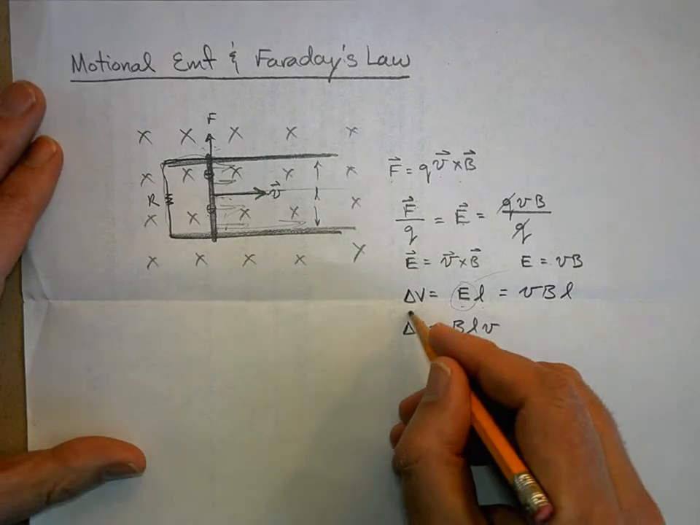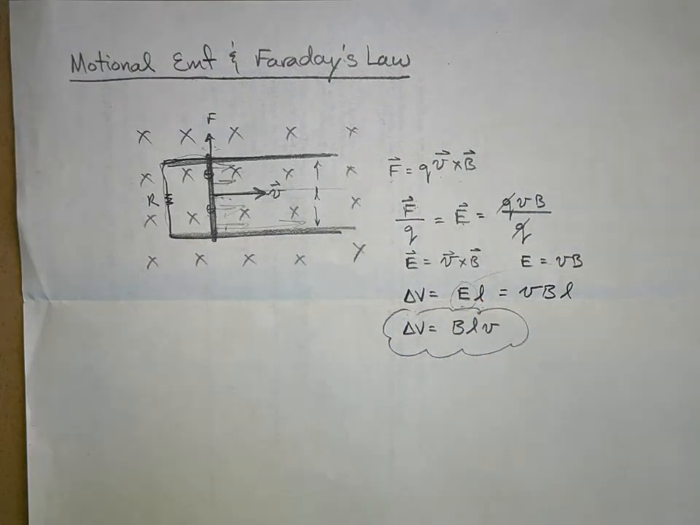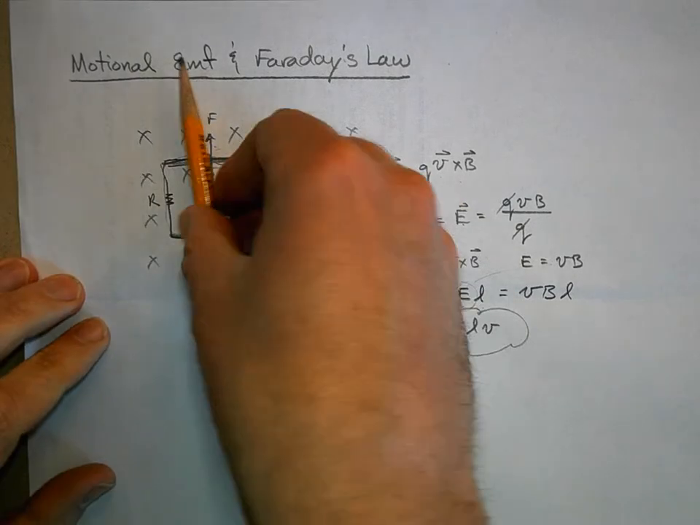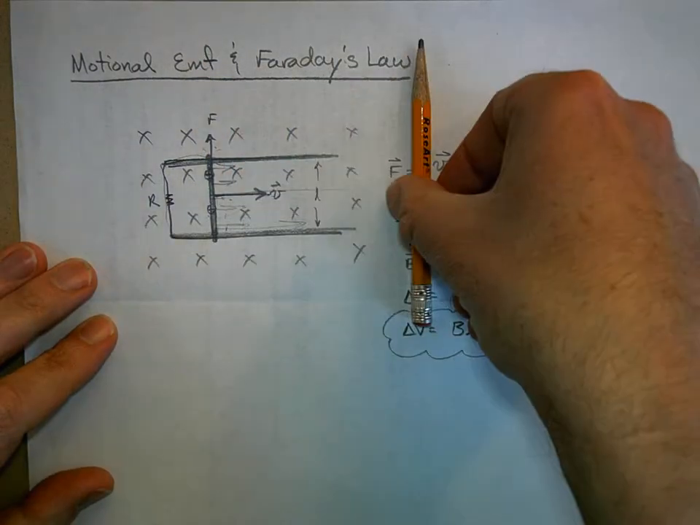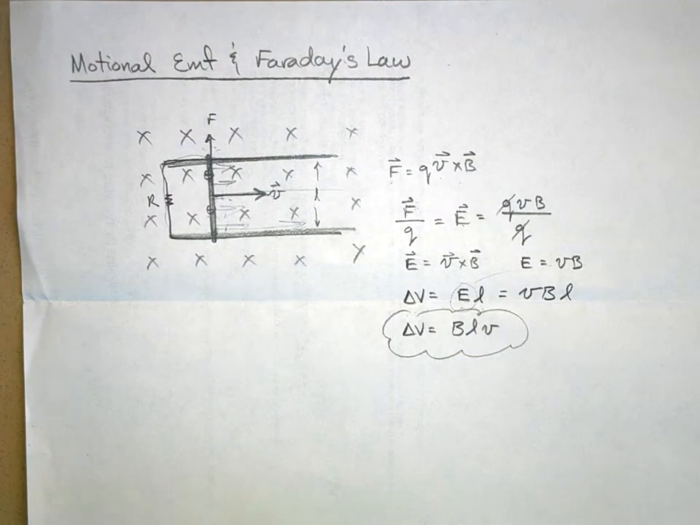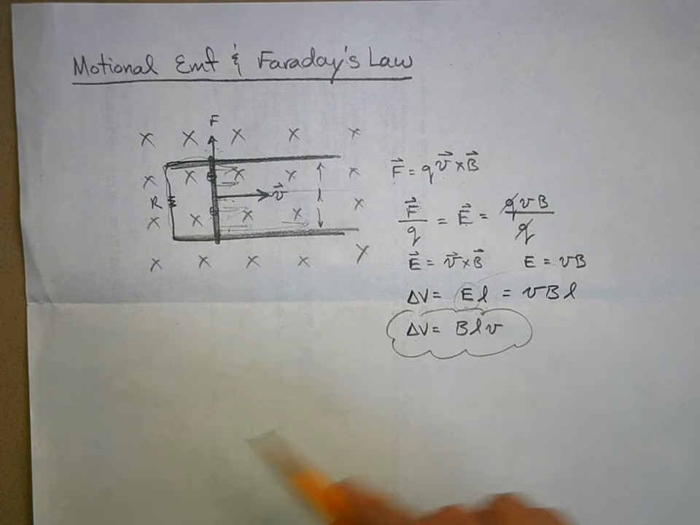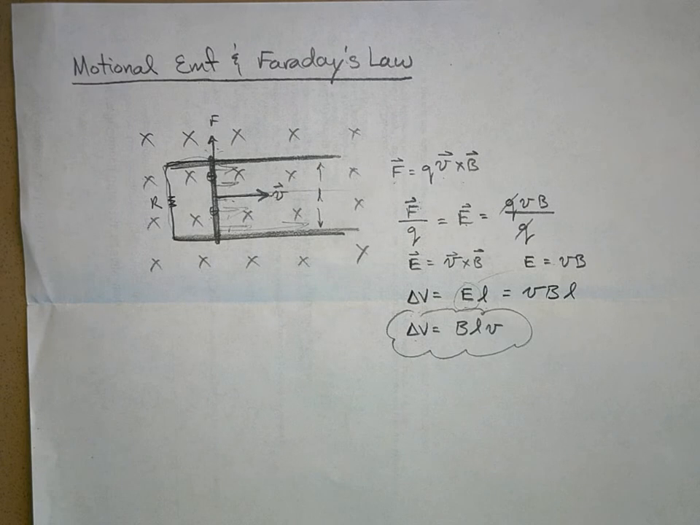This is called motional EMF. In other words, this is a voltage you get just by moving this. Now, if you just have it sitting there and it's not moving, there's no voltage at all. But if I slide this thing to the right, I get a voltage, and that forces a current to flow. Okay, so this is motional EMF right here.